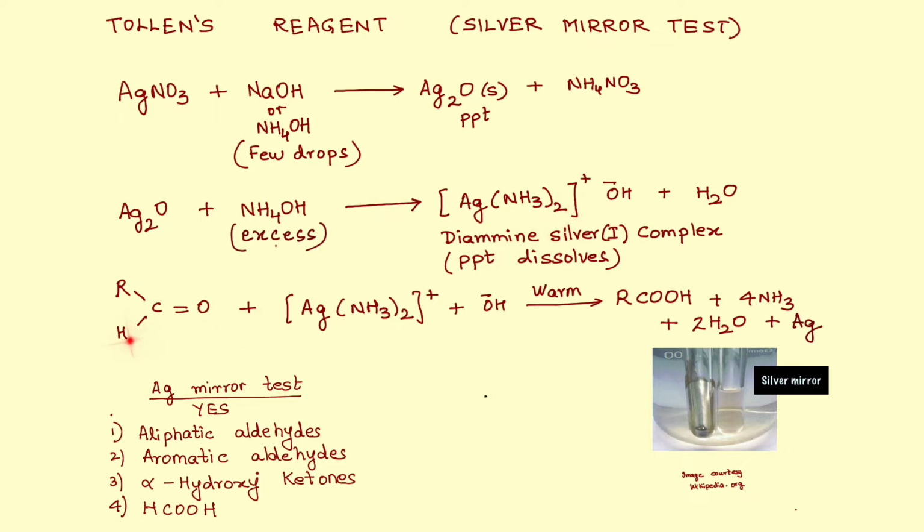So what will happen? The aldehyde will combine with this complex in an alkaline medium, aldehyde or the ketone. So we'll try with both the samples. I have written the reaction with an aldehyde, a general equation. The aldehyde, as we said, gets oxidized. So this converts to OH. So if you see here, we'll get RCOOH, which is an acid, a carboxylic acid. Ammonia, water and the silver mirror is observed.